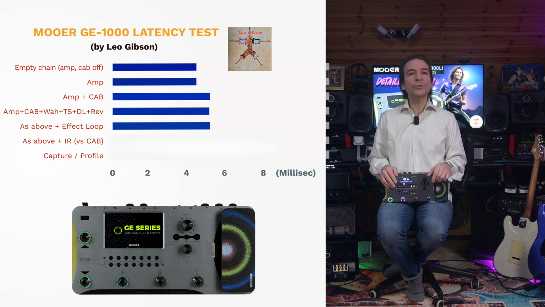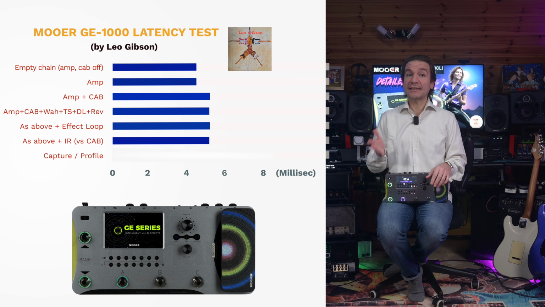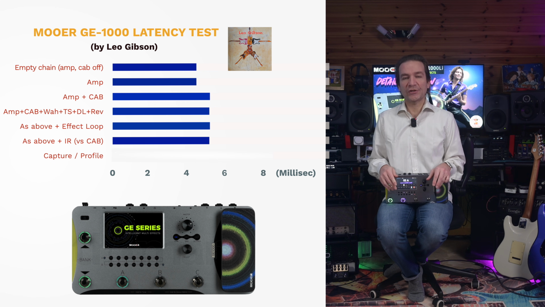Now I would like to share two other pieces of info. First, if we use an IR instead of a cab block, the latency still increases by 0.3 milliseconds. So we can say that the cab and the IR have the same impact in terms of latency.